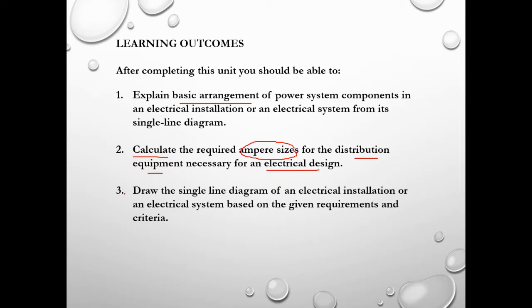And then the third part is similar to what I have explained in point number 1. So these two are interrelated. You must be able to draw the single line diagram of an electrical installation or an electrical system based on the given requirement and criteria. So these two have been assigned as your group assignment.